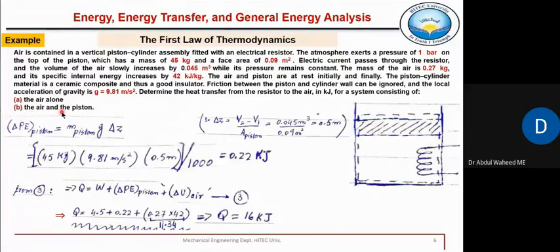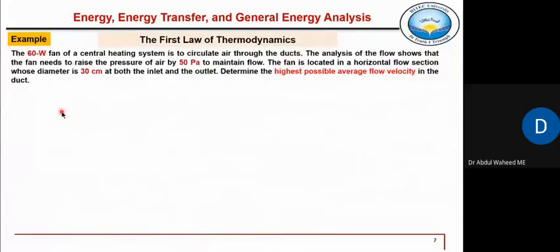Now let's solve another example. You will see we shall solve a next example that is again on the basis of a law of thermodynamics, but the situation is entirely different. Here it was a piston cylinder mechanism, heat was transferred and some work was done. Now let's see another question. In this question, there is a 60-watt fan of a central heating system. The central heating system is to circulate air through the ducts. Now it's not a simple fan which we see in our rooms. The fan which is installed in our rooms is not used for a central heating system.